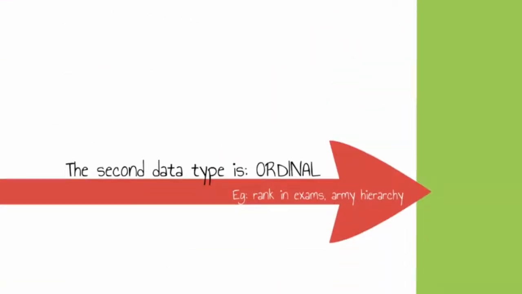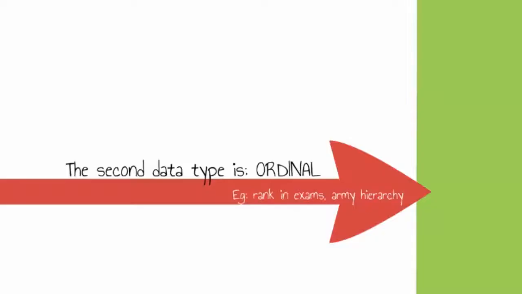To take this ahead, the next data type is the ordinal data type. Ordinal data type has what we know as relative hierarchy. Take for instance the military. You have the general, you have a major, and you have a foot soldier. You can't really do any mathematical operations saying general minus major or major divided by foot soldier.